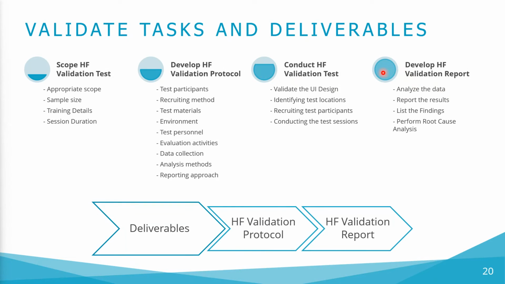Develop HF validation report. After completing all HF validation test sessions, the next step is to analyze the data and report the results. The formal test report should cite all use errors, instances of moderator assistance, close calls, and difficulties that occurred during the test. For all findings with the potential for serious harm and therefore related to a critical task, we should present participant reported root causes and provide a root cause analysis based on our HFE experience and professional judgment.